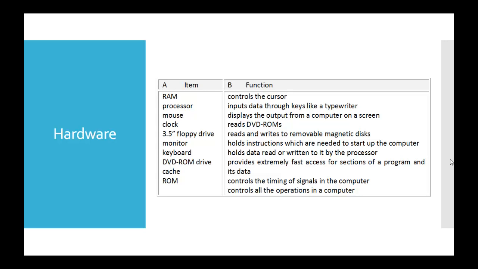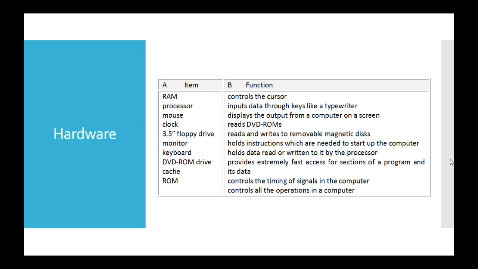3.5 inches floppy drive reads and writes to removable magnetic disks. We can say 3.5 inches floppy drive is used to read and write to removable magnetic disks, or 3.5 inches floppy drive is used for reading and writing to removable magnetic disks. The function of a 3.5 inches floppy drive is to read and write to removable magnetic disks.